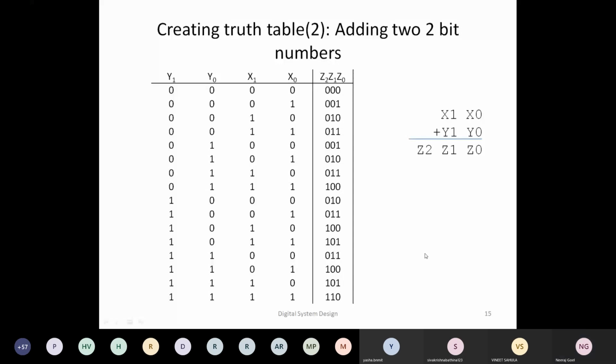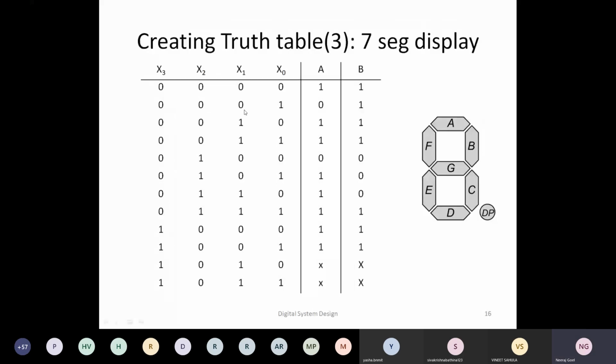So let us see this one. Here we want to create a truth table for a 7 segment display. This is also quite like the 7 segment display. Let us say this is doing it to display not all the numbers, but only the BCD numbers. BCD numbers means 0 to 9.